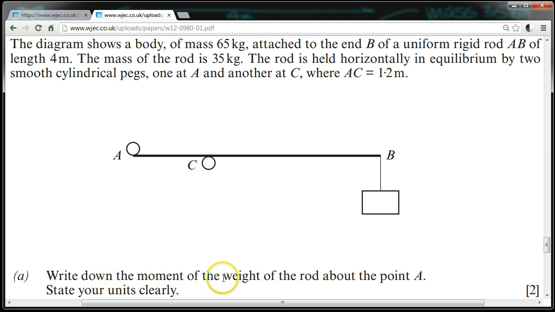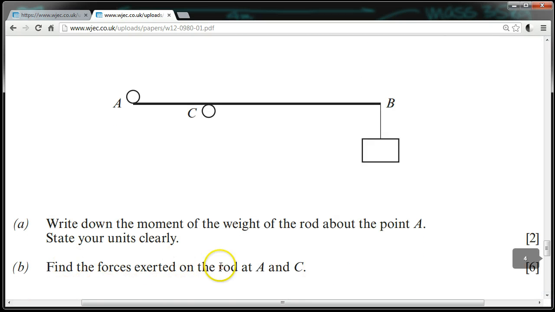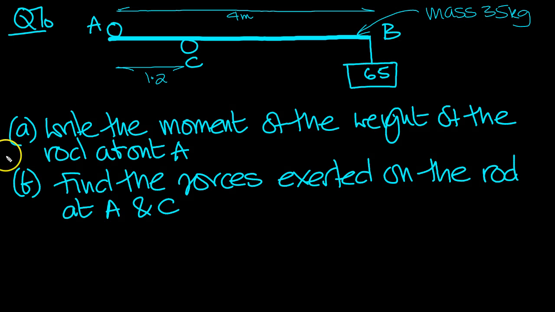Write down the moment of the weight of the rod about the point A, state your units clearly, and find the forces exerted on the rod at A and C. So I've got the question in summary form here with all the numbers put in. The mass of the rod, 4 meters long, is 35 kilograms, so its weight will be 35 G, won't it, acting through the center of gravity. 35 G acts down there.